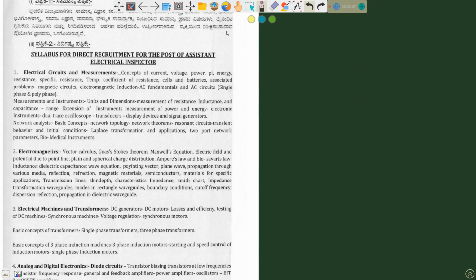In the previous session we have discussed laws of resistances and Ohm's law. With that we have studied cells and batteries, the different types of cells like primary cell and secondary cell, all the advantages, and what is battery efficiency. All those things we have discussed. Today we are going to discuss magnetic circuits, electromagnetic induction, AC fundamentals and AC circuits, single phase and polyphase. So without any further delay we will start now.